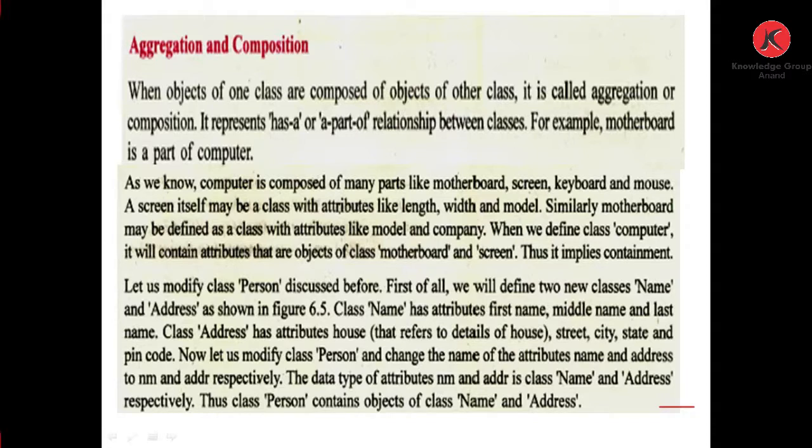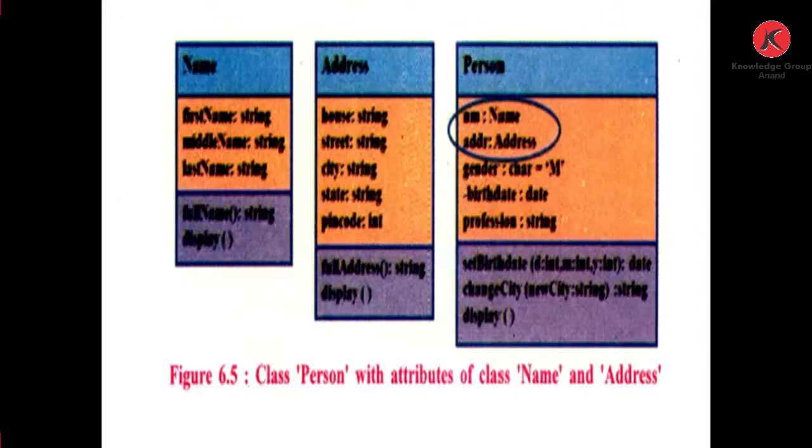So now let us modify class Person and change the names of the attributes name and address to NM and ADDR respectively. So the data types of attributes NM and ADDR are class Name and Address respectively. So the class Person contains objects of class Name and Address. You can see here on the screen.